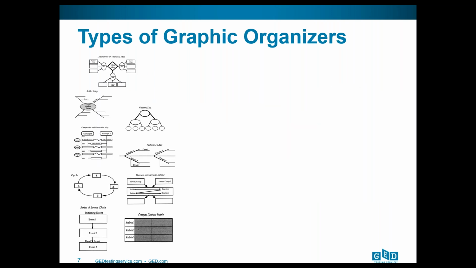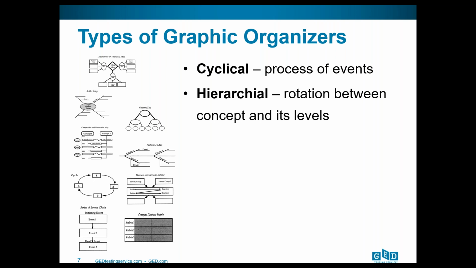So if you look on the left-hand side, you'll see a lot of different types of graphic organizers. And we're going to talk about different ones because what we have to know is, which one should we use as we're working through different things? So sometimes we need that cyclical type of process. It's going to show a process, that cycle of how things are done. Hierarchical may be something else that we need, where it kind of rotates between a concept and the different levels that you're going to see within those.